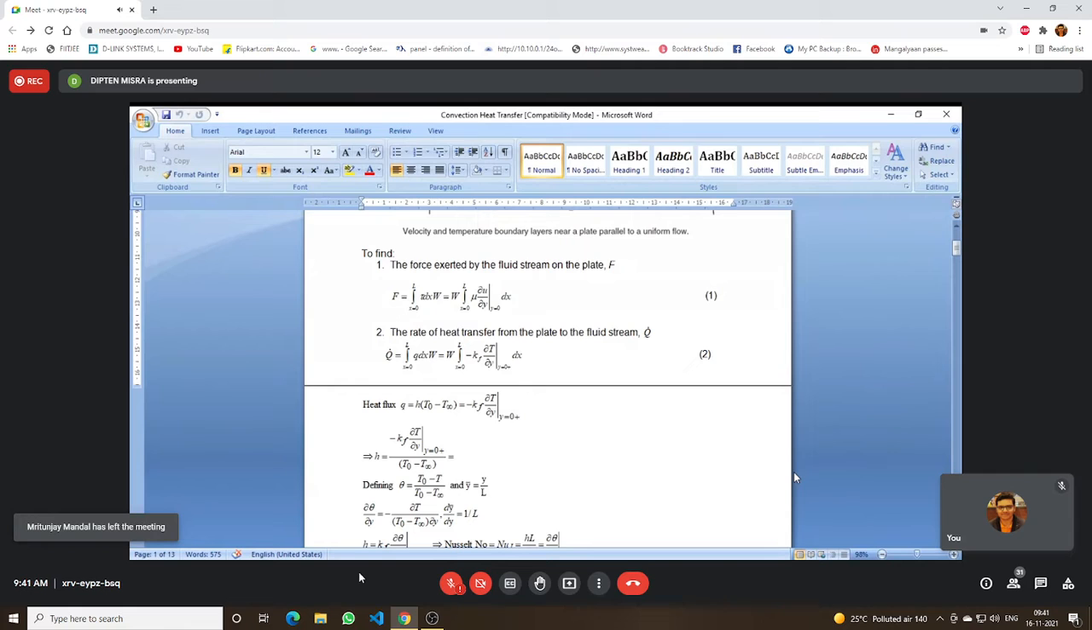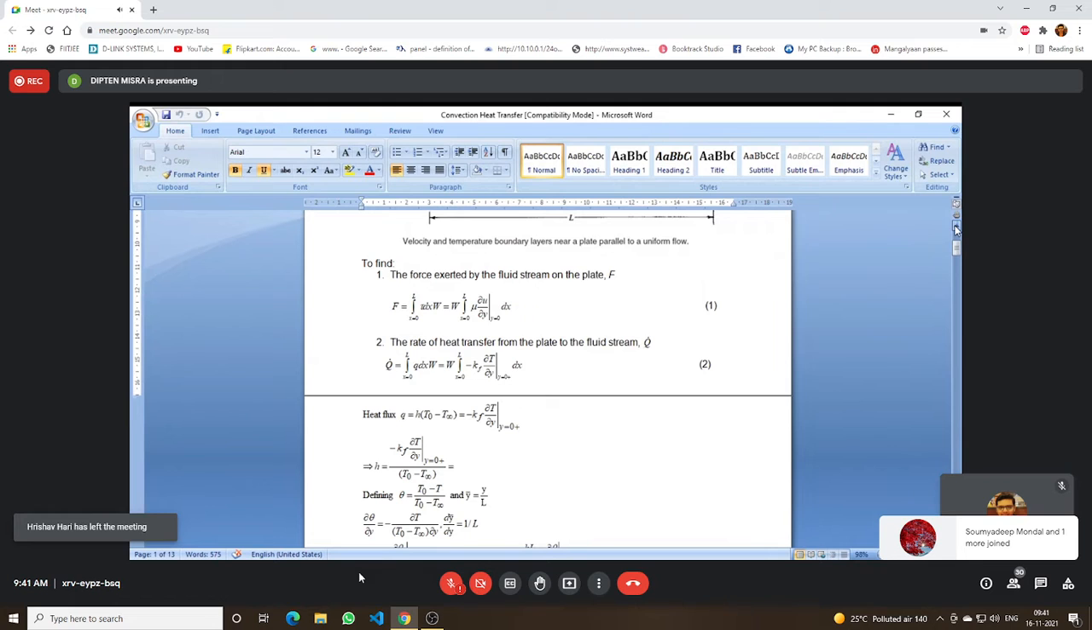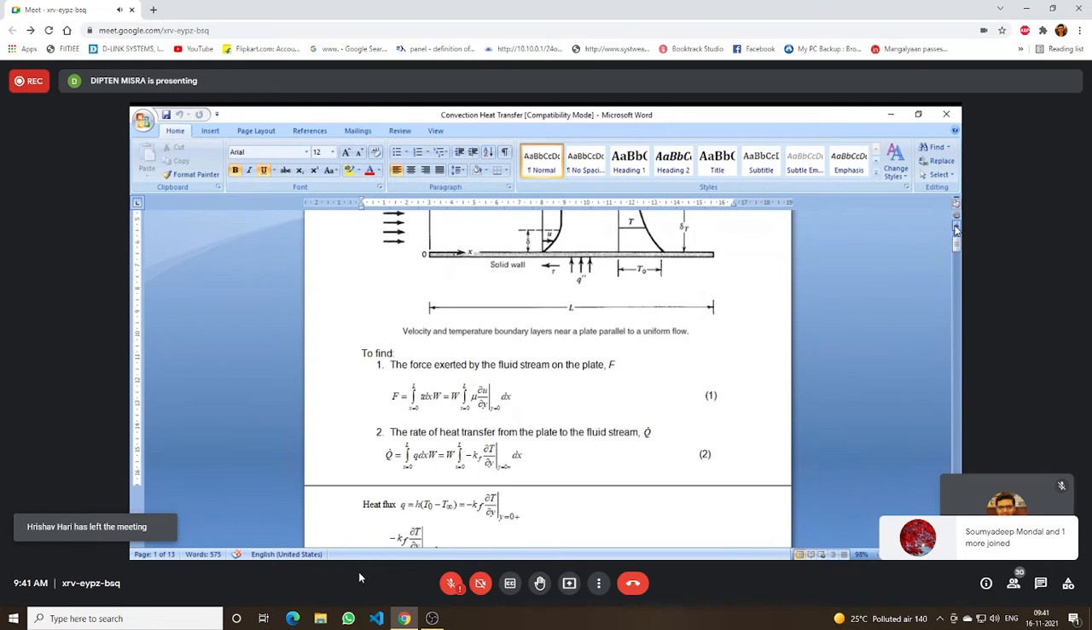I can't follow what you are saying. Can you repeat once again? Why are we not considering the K of the wall? You can take K of the wall, but then you have to find out the temperature gradient across the wall. What we are doing is finding out the temperature gradient across the fluid, because that is the surface in contact. That's why we are doing it now.